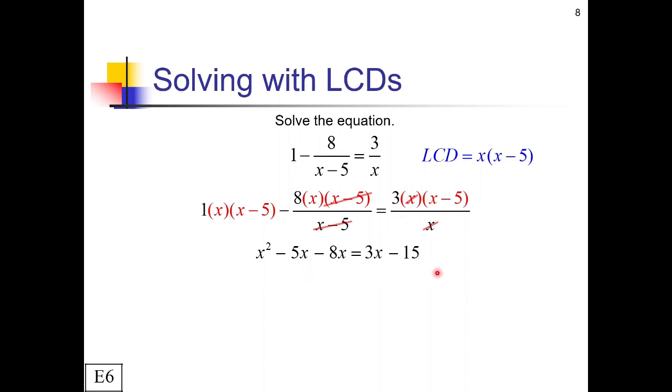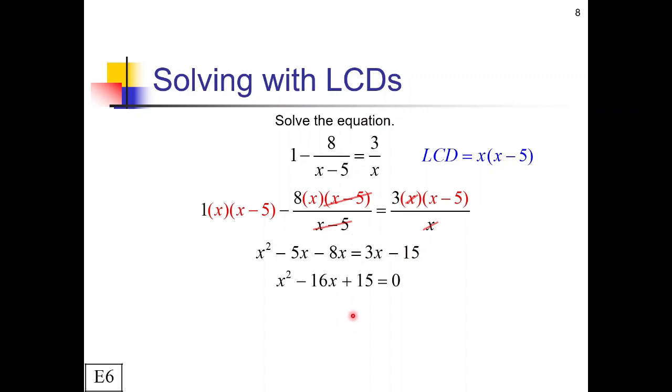This is a quadratic, so let's zero this thing out and see if we can factor it. So we have an x squared on the left, we'll just leave it there. Negative 5x minus 8x is negative 13x. Subtracting another 3x gives us negative 16x. And then let's add this 15 over to the left side.